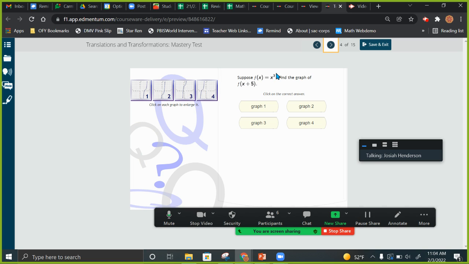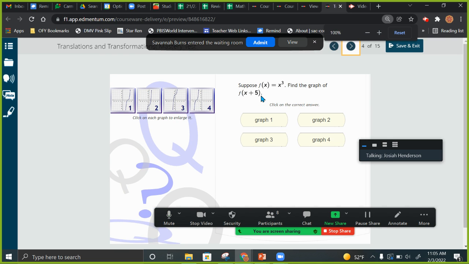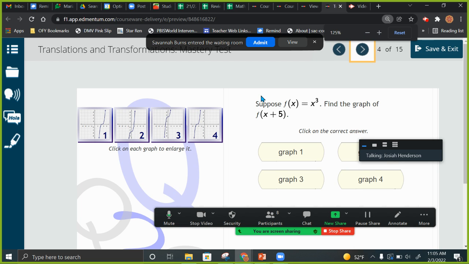Suppose f of x is x to the third. So that means we're doing the cubic shape. Find the graph of f of x plus 5. And this is the translation, f of x plus 5. The plus 5 is the important part, right? So just like we've been doing the last few days, let me zoom it in. Make it bigger for everybody.